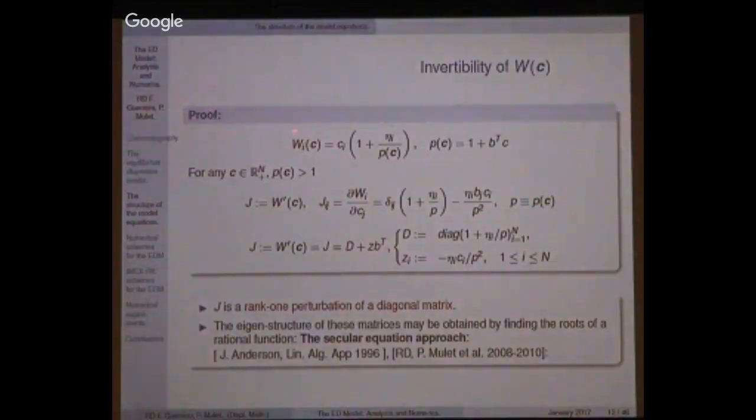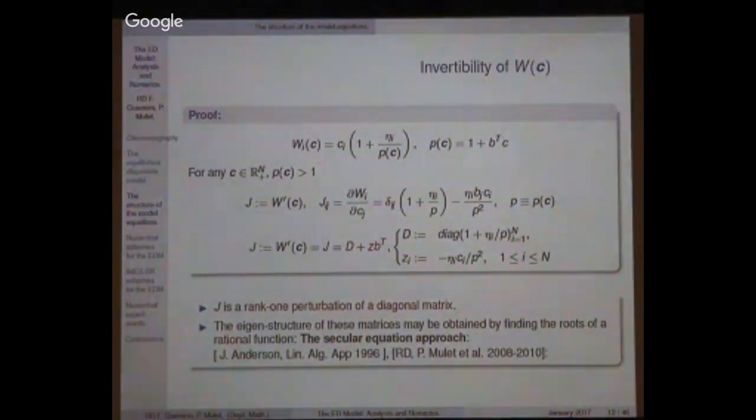So here's the function. So you can compute the Jacobian. That's very simple. I don't want you to follow this thing, but I want you to realize that this Jacobian can be written as a rank 1 perturbation of a diagonal matrix. This is the key point here.